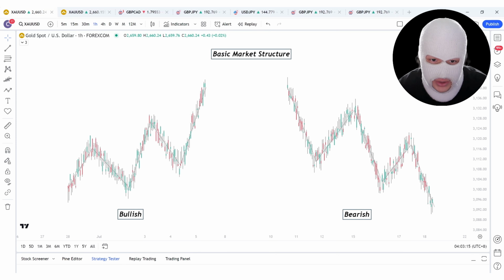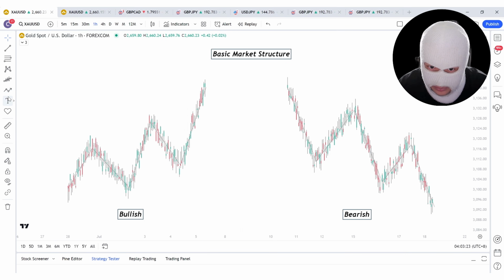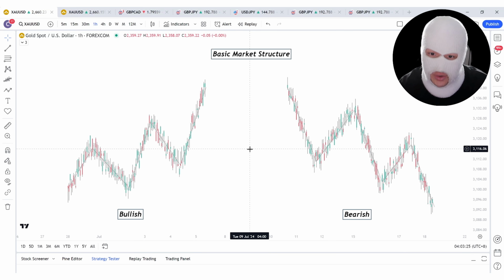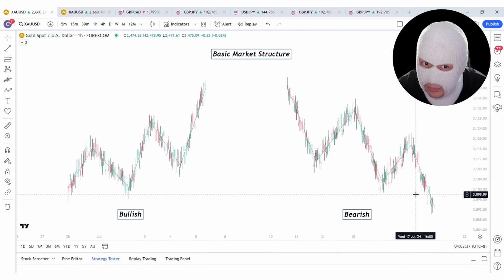Before we dive into these lines and arrows, the entire premise of market structure can be stripped down into one single thing: identifying our directional bias. Now, what does this mean? It simply means the overall direction on where the market is going. For example, is the market going to trade higher or is the market going to trade lower?